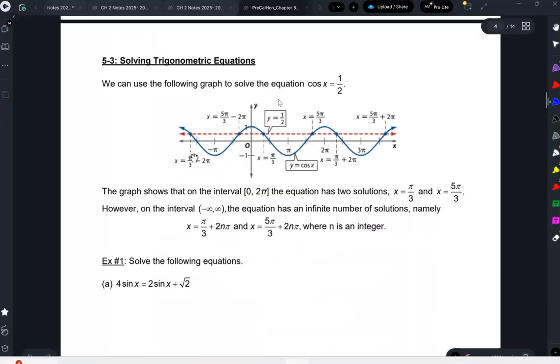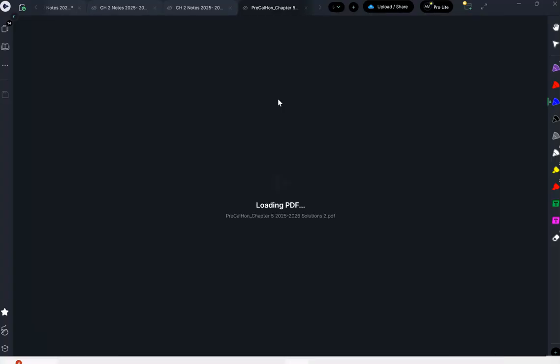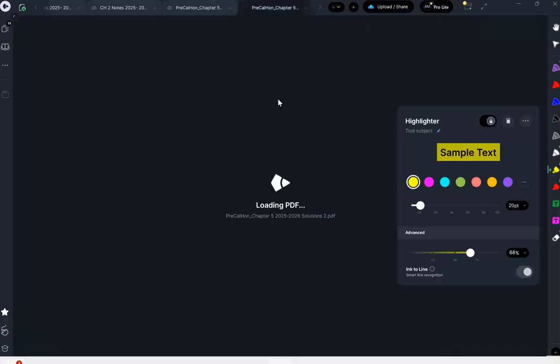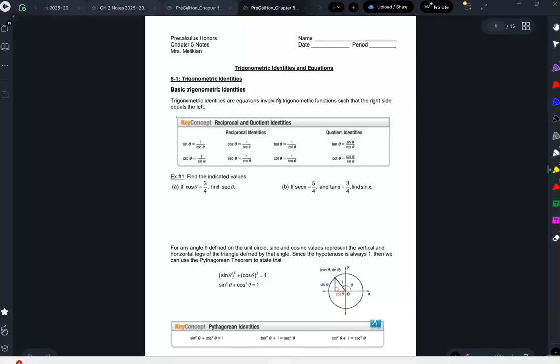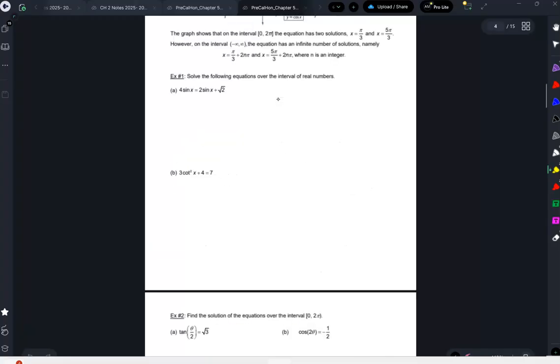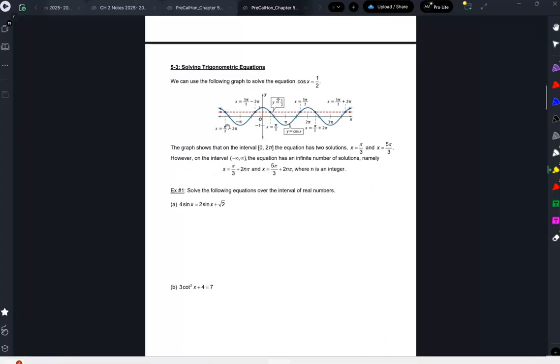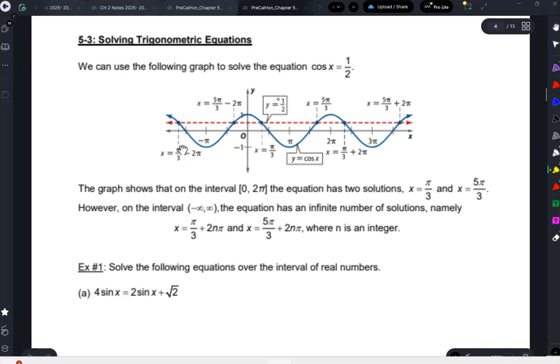So when we're solving trigonometric equations, let's take a look at this graph. Imagine you need to solve that equation, cosine of x is equal to a half.